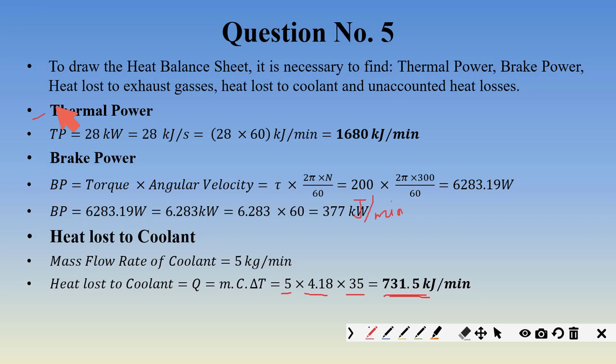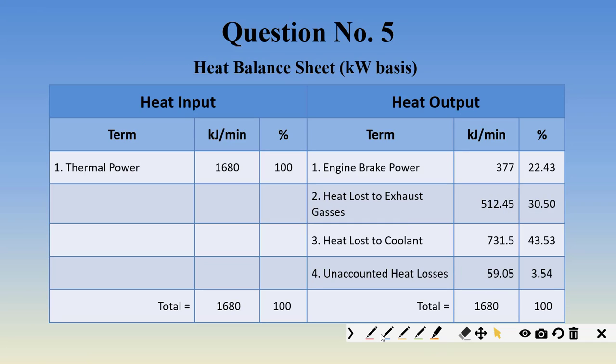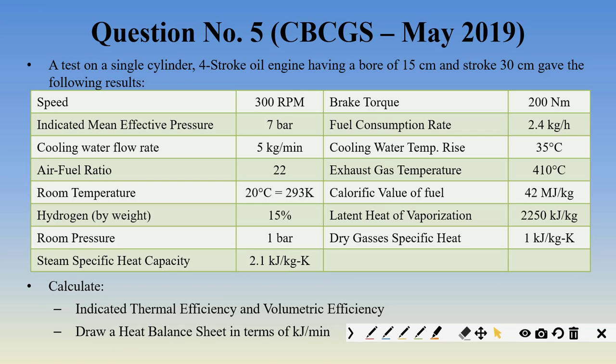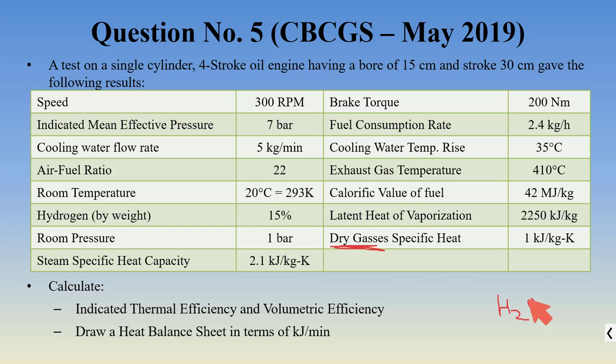So that is how we got thermal power, brake power, and heat loss to coolant. We can substitute these values over here. Now we have to find out the heat loss to exhaust gases, right? So as I told you, to find the heat loss to exhaust gases in this case, we have to divide that exhaust gas into 2 parts. Okay, what are the 2 parts? One part is dry gases and one part is H2O.